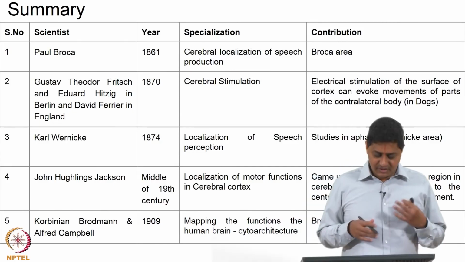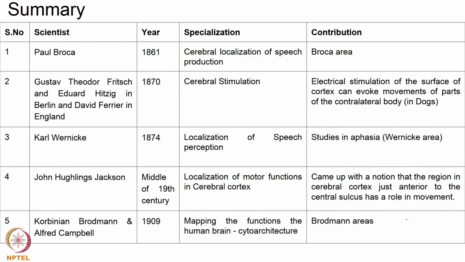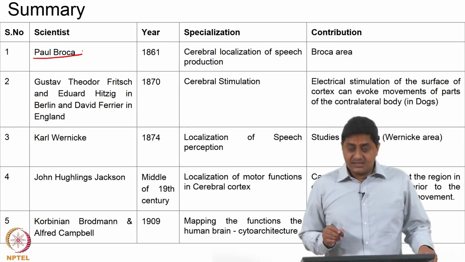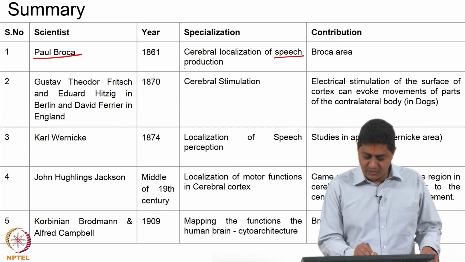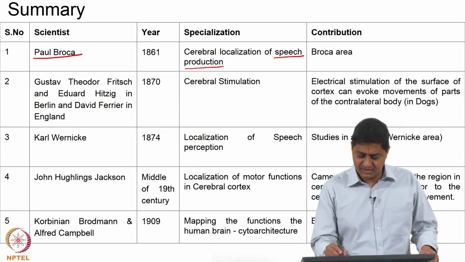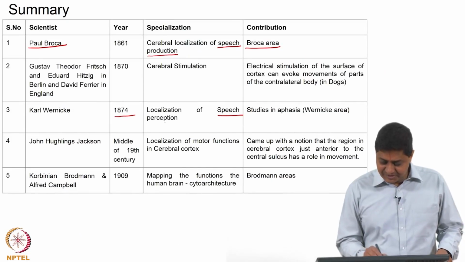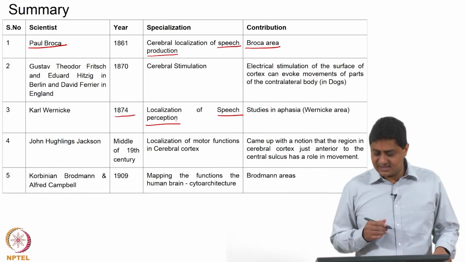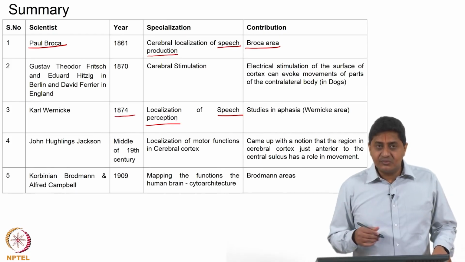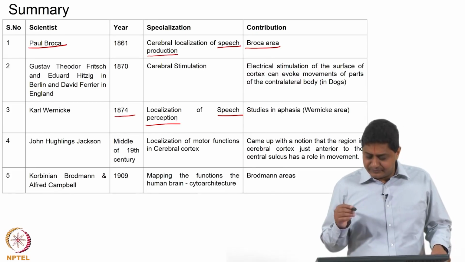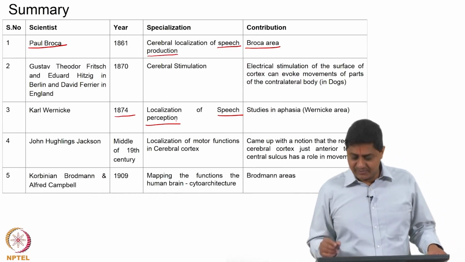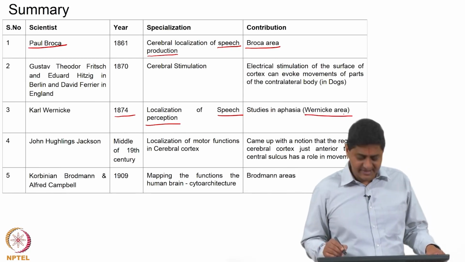First and foremost, historically, localization of cerebral function started around the same time by multiple colleagues, multiple stalwarts. Paul Broca suggested that speech production was localized in a particular area, right, that is now called the Broca's area. Then for speech perception, Wernicke claimed that there is a particular region within the brain where perception of speech happens, which is now called the Wernicke's area, right.